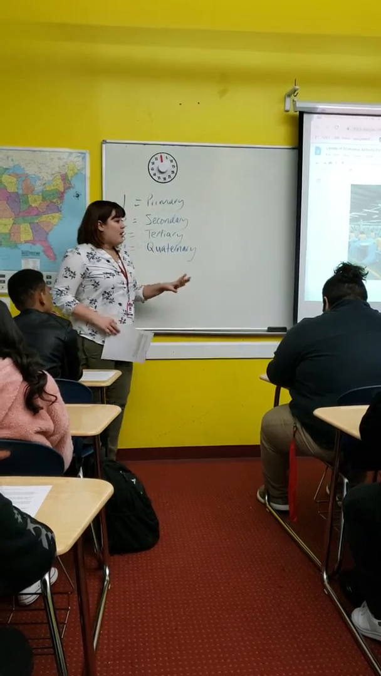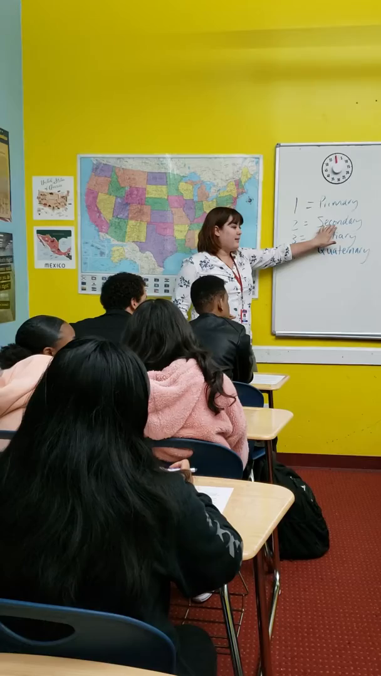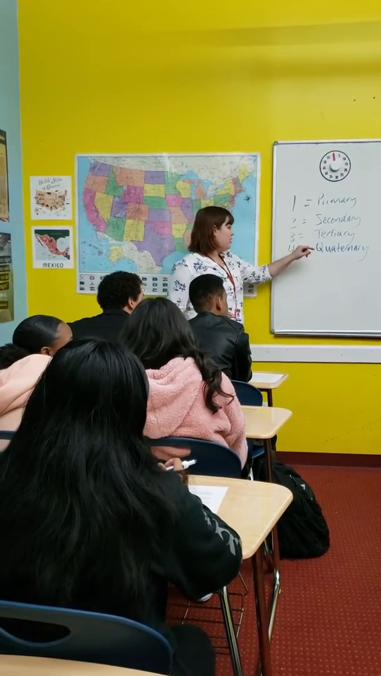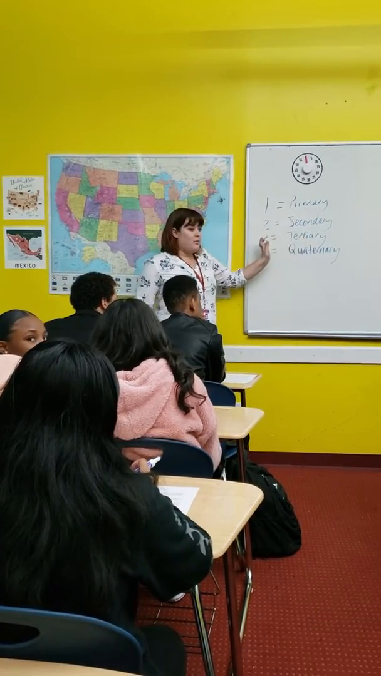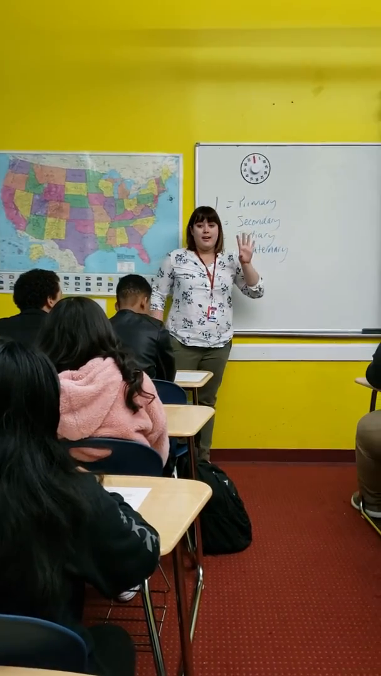So if you think that the image I'm showing is the primary level that we just talked about, you're going to put number 1. If you think it's the secondary level, you're going to put number 2. If you think it's tertiary, you're going to put number 3. And if you think it's quaternary, you put number 4. Make sure you write it nice and big so I can see it.